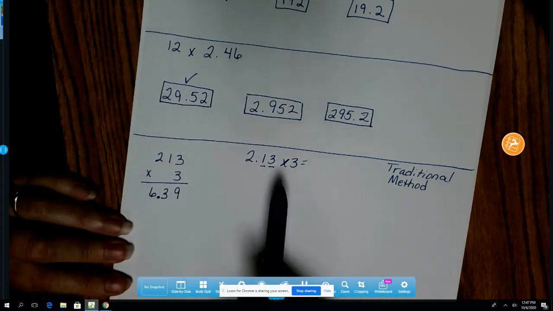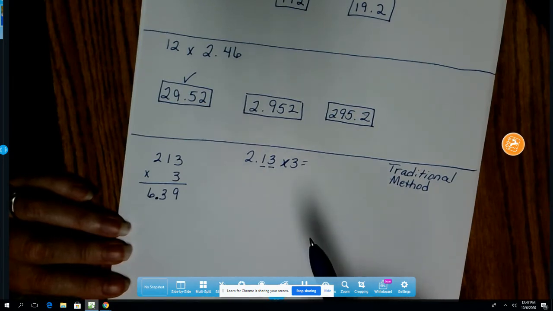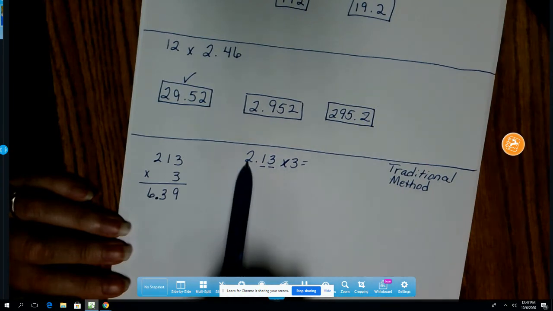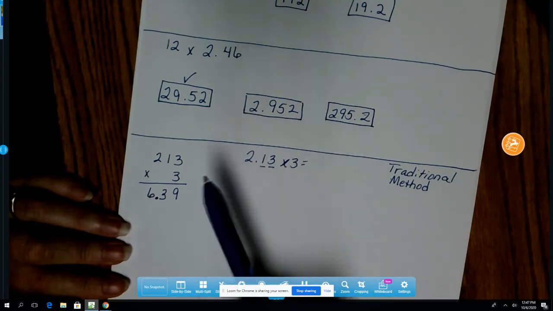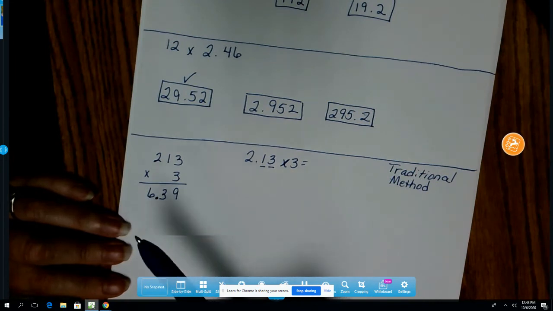And if I take a look at this problem, I can check to see, using estimation, if this is a reasonable answer. 2 times 3 is 6, and I have 6 as part of my answer here. It's pretty close, which means this is a reasonable answer for my problem. I hope this helps.